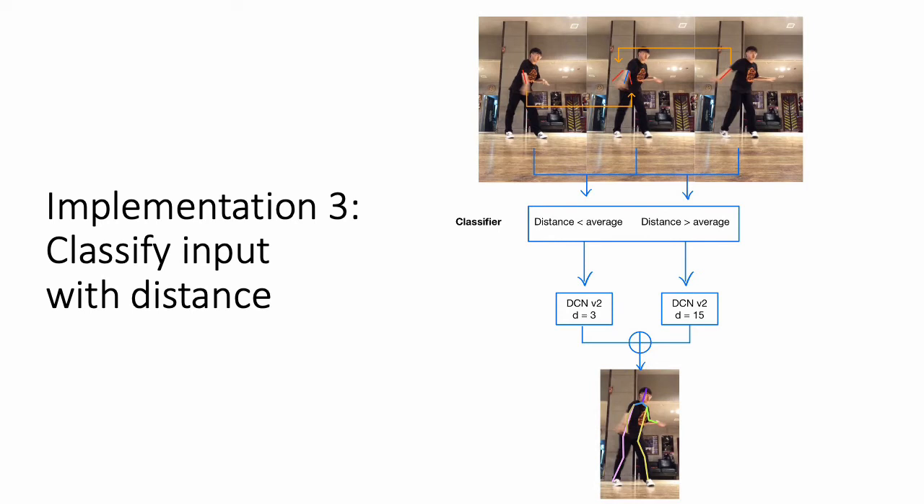Then I built a classifier to separate the input data into big motion and small motion using the distance data we got from the second implementation. For example, in this picture, the arm in the first 2 frames is moving slowly, so the distance is little, which is then fed into the convolutional network with the smaller dilation rate to capture the subtle movement. In this way, we can train the convolutional network with only 2 dilation rates to capture different movements accurately.